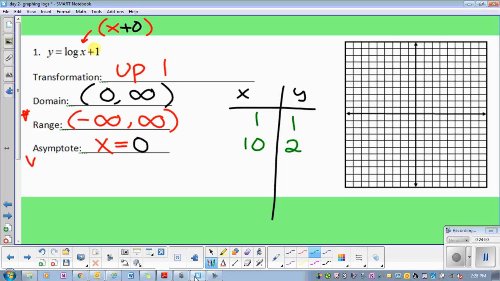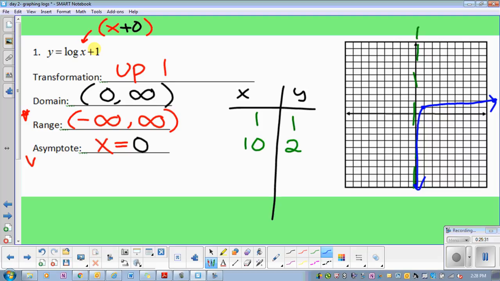So I have a vertical asymptote at x equals 0. I'm going to draw my asymptote with a dotted line. And then I have 1, 1, 2, 3, 4, 5, 6, 7, 8, 9, 10, 2. Off a little bit, but that's okay, can eyeball that. All right. So that's it. That's all you need to do with that. Let's try the next one.